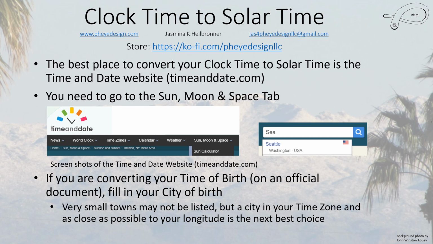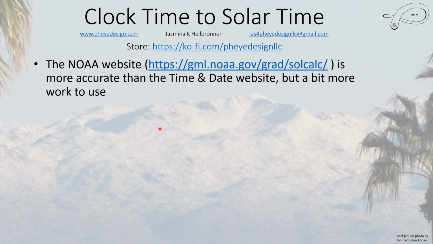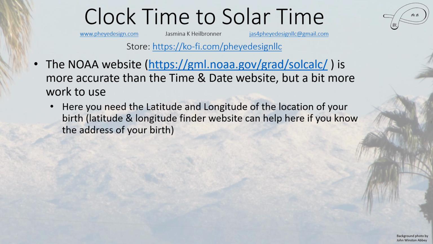But you have to know the address of the place where you were born. If it was in a hospital, it's that hospital address. So this is that NOAA website. It is actually more accurate. It goes down to the second, which won't be recorded on your birth certificate, but it is a bit more work to use. And if your city isn't listed, this is what you can do. You will need the latitude and longitude of the location of your birth, the building where you were born in. Hopefully you were born in a building.